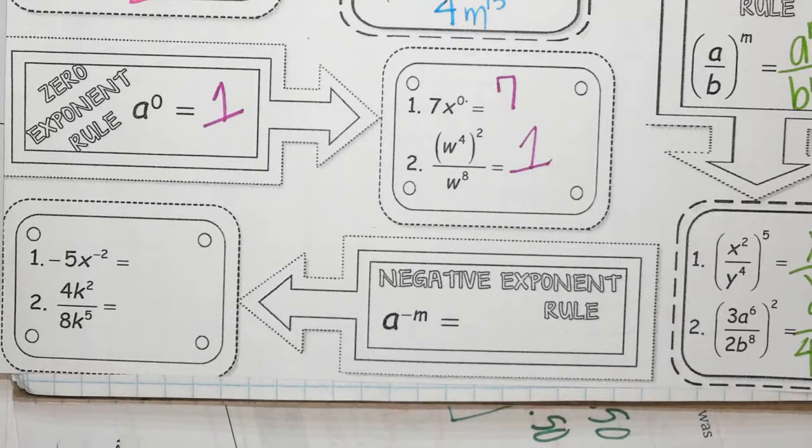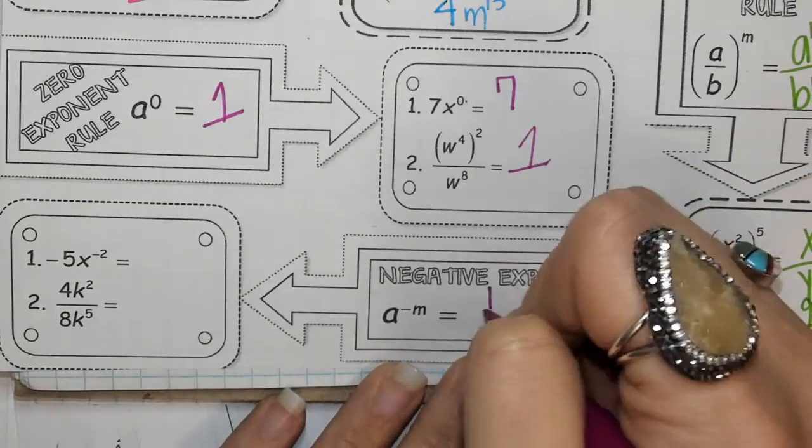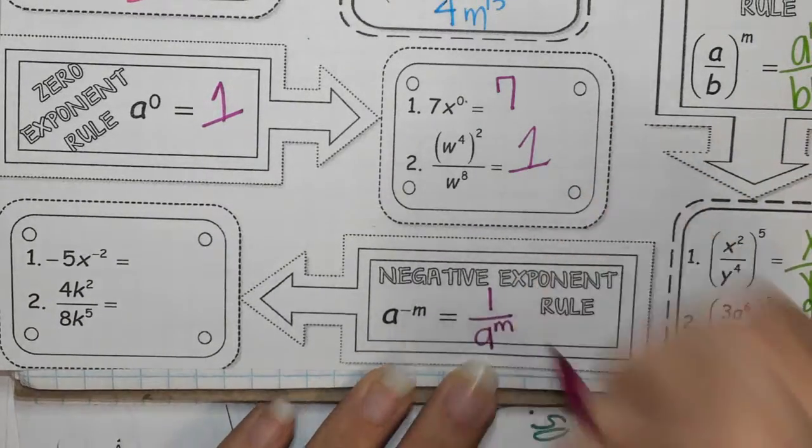Alright, and last one, negative exponent. What do we do with negative exponents? We put them on the bottom. We flip it. Get a fraction. Yes.